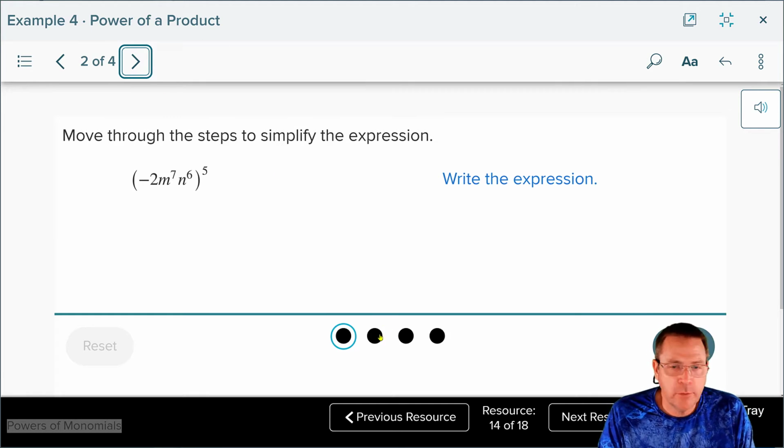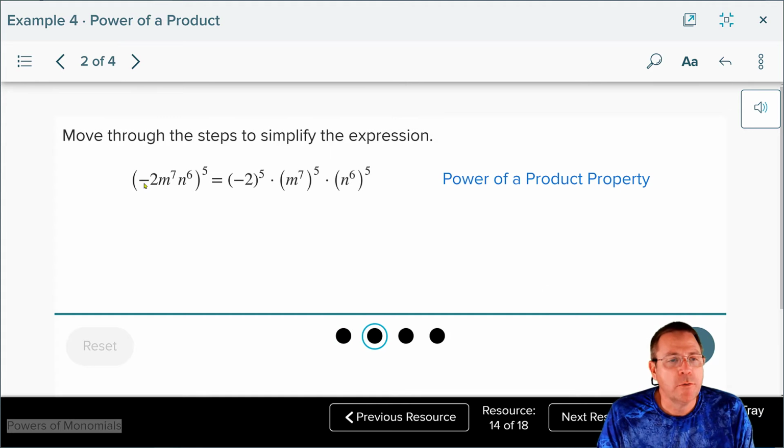So this right here is how it's going to work for you. You know it's a -2. We put in parentheses, raised to the 5th power. The m to the 7th became m to the 7th, raised to the 5th power. The n to the 6th became n to the 6th, raised to the 5th power.